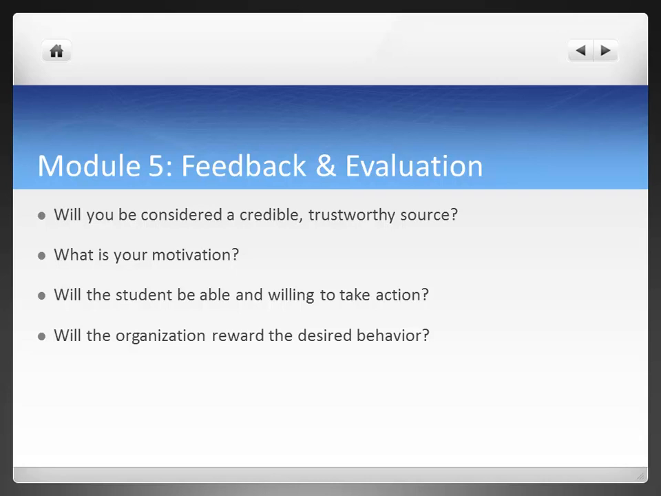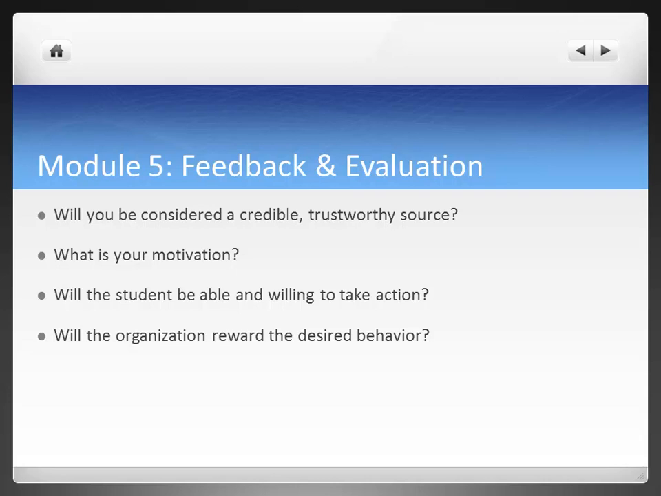Also look at, is the feedback you're going to deliver to the student something that they will be able to take action on? If you're providing the student with feedback about some aspect of their appearance or their personality, do they have the ability to actually take action on that and look at doing something differently? Is the feedback you're giving them going to result in a behavior that then will be acknowledged by your organization or rewarded in some way?